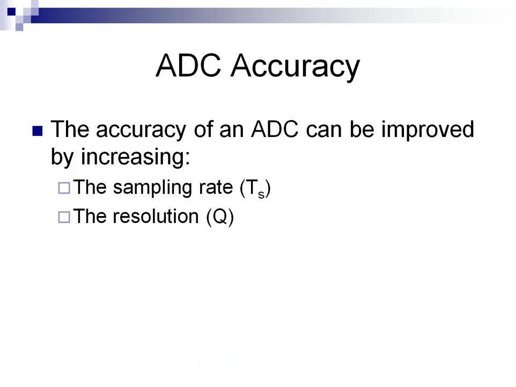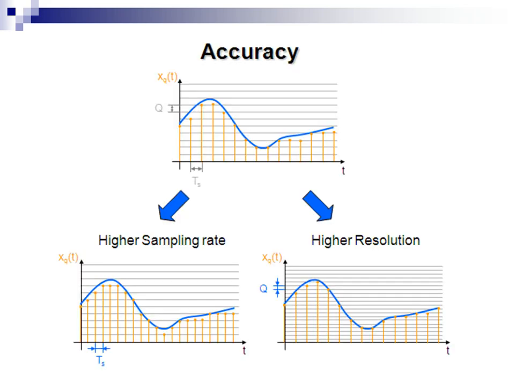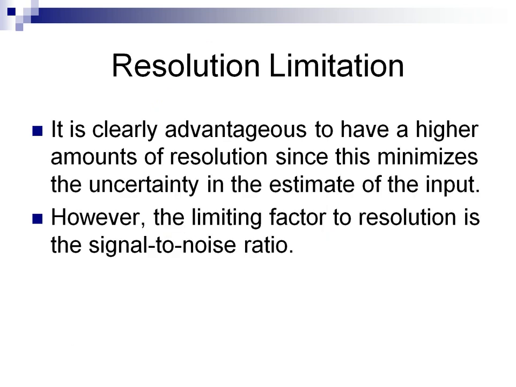The accuracy of an ADC can be improved by increasing either the sampling rate or the resolution. To get higher accuracy, you can take more samples, which will give you a better representation of the analog signal. The other one is you can have higher resolution, which means more bins. And therefore, if you have more bins, the actual voltage span of each bin gets smaller, so it can more accurately represent the analog signal which is being sampled.